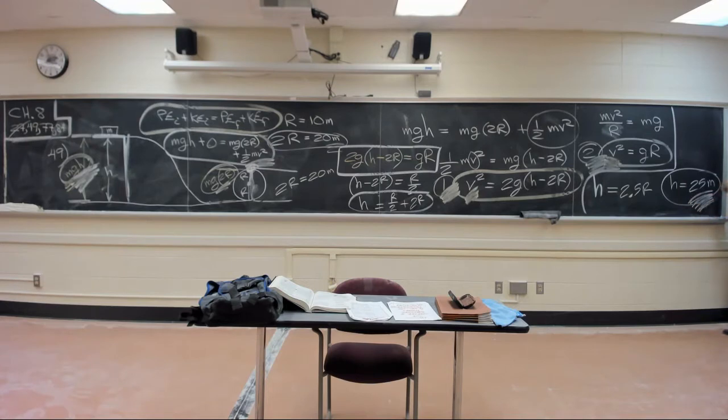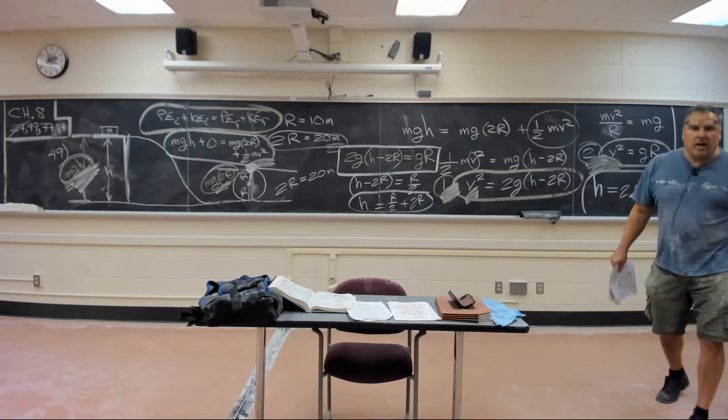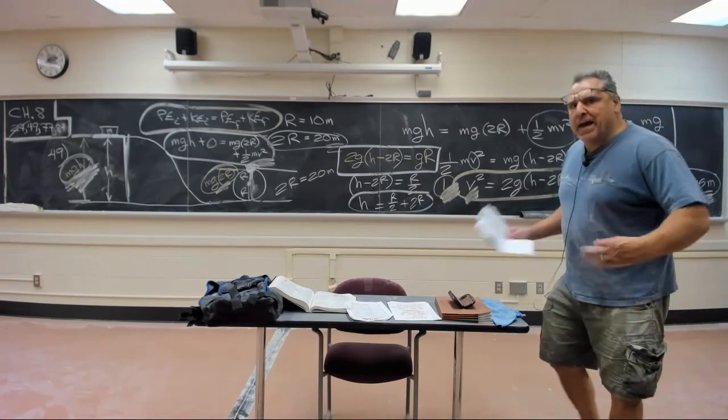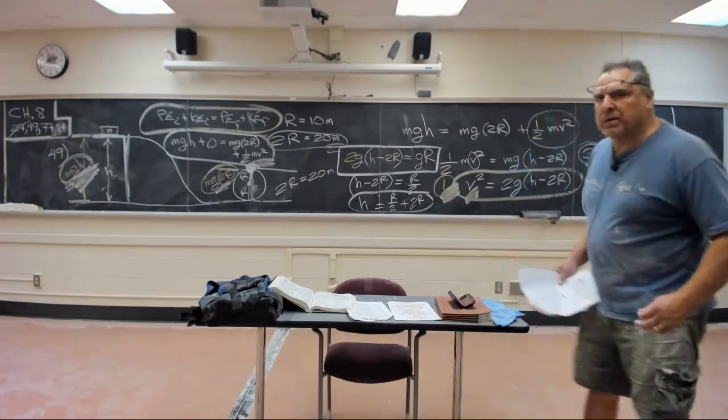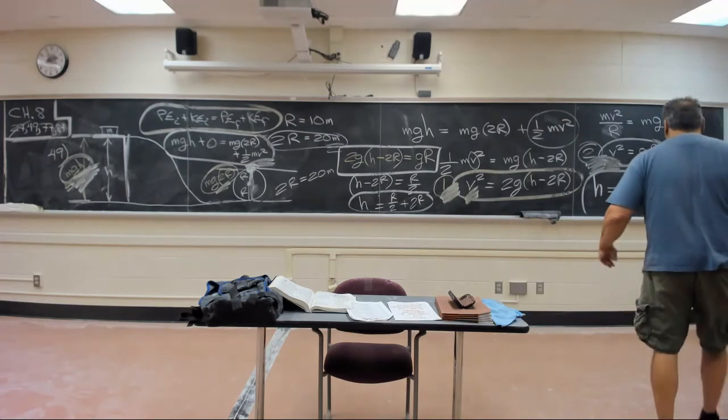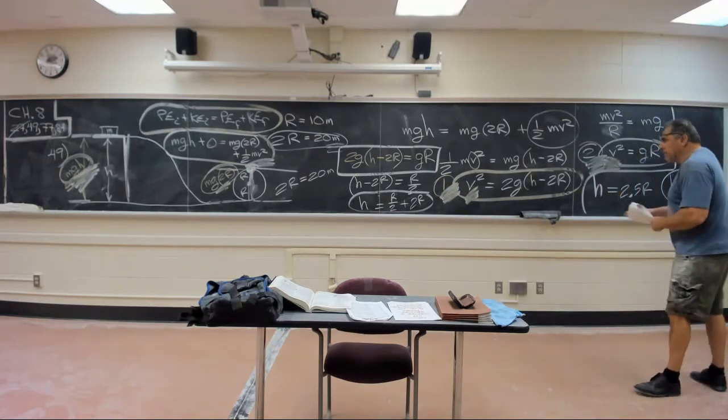If there's friction, it's got to be even higher than that, because friction is going to dissipate a lot of the work that's being done. A lot of the energy that's there is going to get lost to friction, if there is friction. If there's not friction, H is 25 meters, and you're going to be fine.